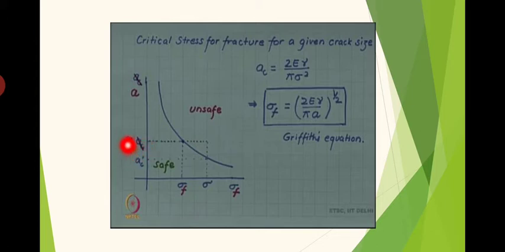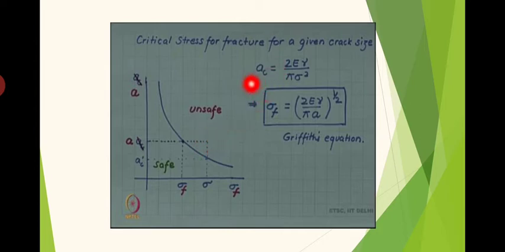In that case, if this is the crack size within the material that I know already, then I will draw a horizontal line. From there I will drop a perpendicular, then this much is the fracture stress. So if the stress applied is below this point, then the material will be safe, there won't be any cracking. If the stress applied is greater than this sigma f value or fracture stress value, then definitely breakage will take place. So for the same crack size, if the point I am drawing is here, then it is in the safe region. If I am marking a point somewhere here corresponding to this stress, then the material is in the unsafe region.